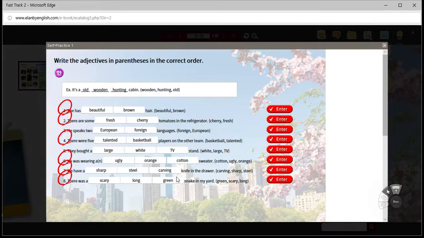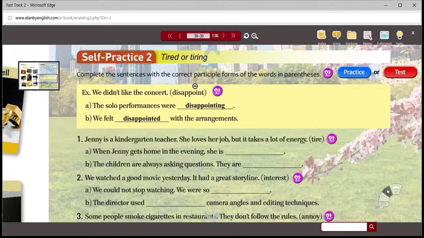Okay, so let's continue down to the next activity of the self-practice. So in self-practice 2, we're looking at something that is a very common error among Korean university students who are studying English. Okay, you have two words, both are adjectives, and both are describing things with the same root word. Okay, so the root word of tired or tiring is tire. Your textbook explains it or gives some examples on page 37. Let's see if I can explain this again.